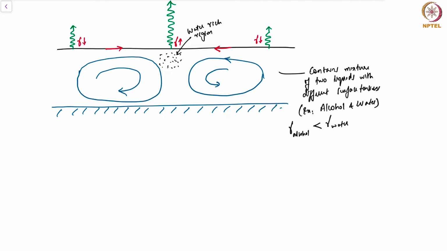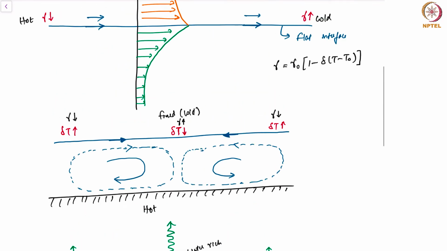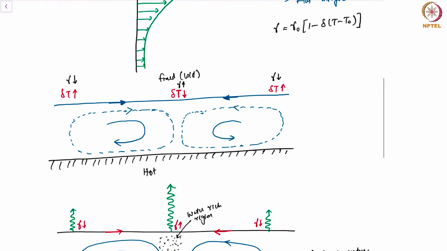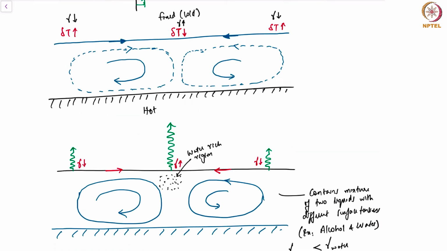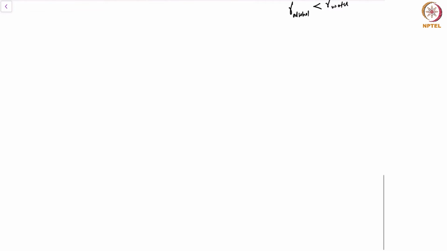So we have seen 3 possibilities here. I have not shown the other possibility, which is a surfactant driven instability. You could have exactly the same problem as with temperature, but now with slight differences in surfactant concentration at the interface, and these differences in surfactant concentration lead to differences in surface tension, and that could again generate a similar convection pattern. Having studied this, we'll now look at the Benard-Marangoni instability.